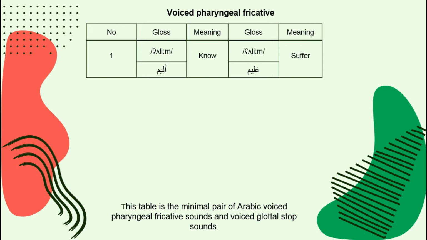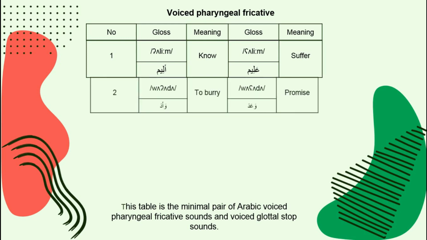Number 1 is the sound containing the voiced glottal stop, alim, which means no, while the voiced pharyngeal fricative alim means suffer. It is the same with data number 2. The word sound of wa'ada must be pronounced with the voiced glottal stop to mean to bury, because if it is pronounced with the voiced pharyngeal fricative wa'ada, the meaning will change to promise.